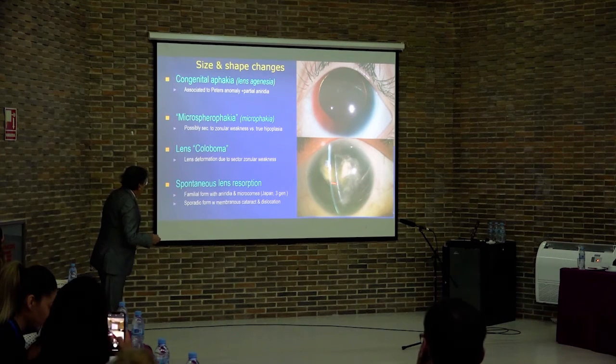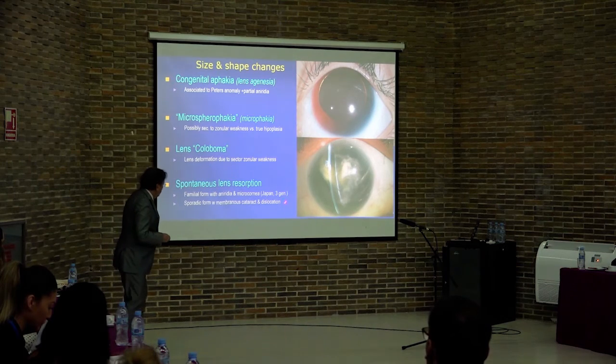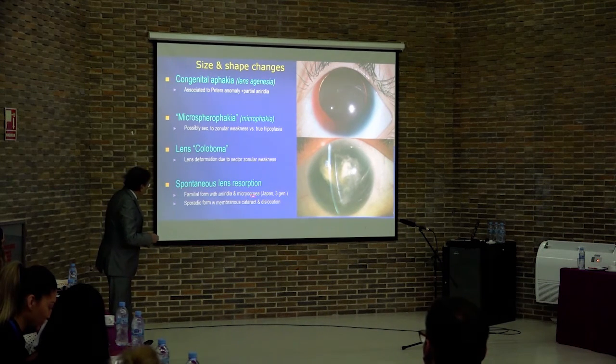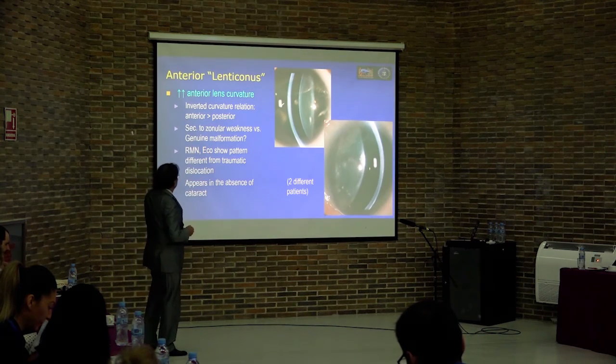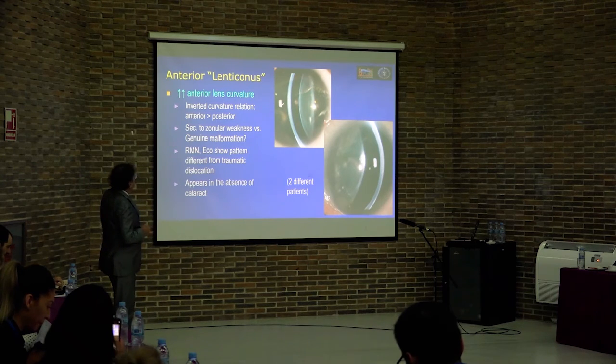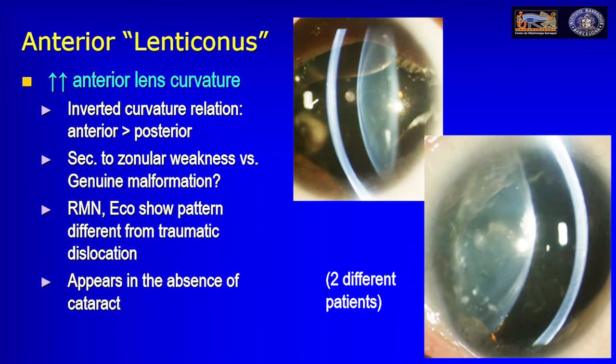And we have already shown this case with spontaneous lens resorption, but it has been described in Japan in three generations, in a familial form of this kind of evolution. This was a sporadic form in that particular patient. Sometimes you can have the so-called anterior lenticonus, and as you can see, the anterior lens is much more curved than the posterior, with a little bump here, but it's not really clear what is the cause of this change of curvature.